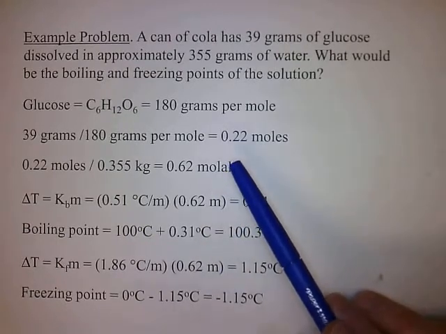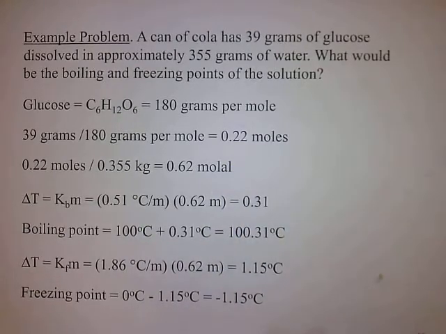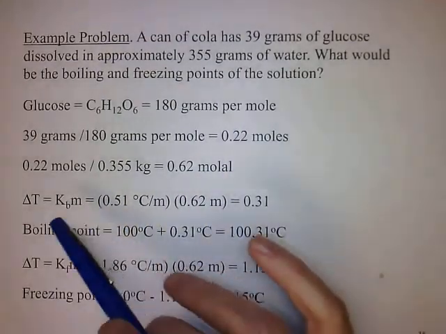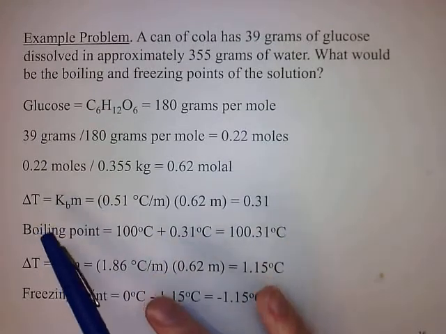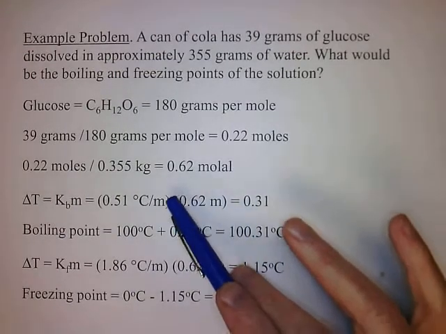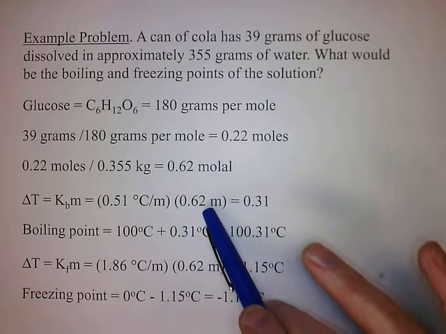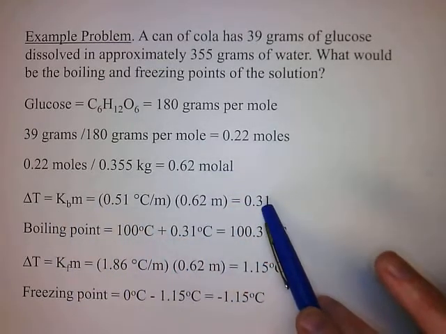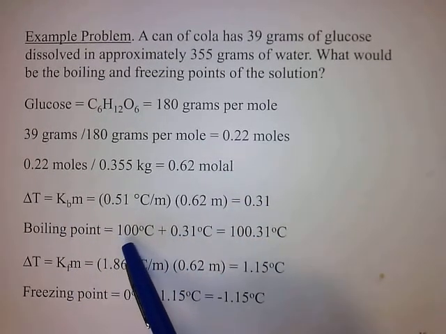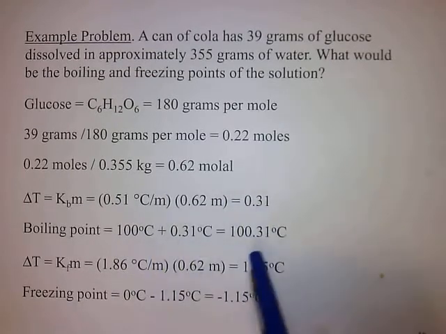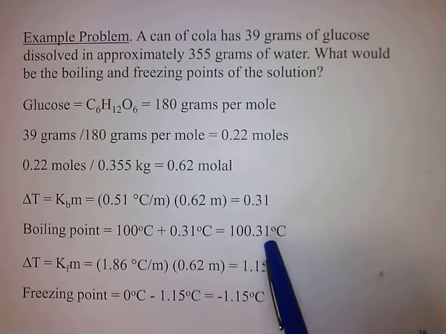So how do we calculate the change in the boiling and freezing points? We'll do the boiling point first. That's Kbm, so 0.51 degrees Celsius per molal times 0.62 molal is a change in temperature of 0.31, right? Water normally boils at 100. This is the amount by which the boiling point is elevated, so it's going to boil at 100.31.